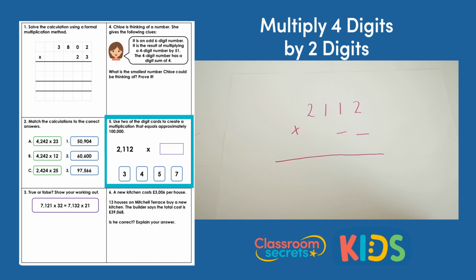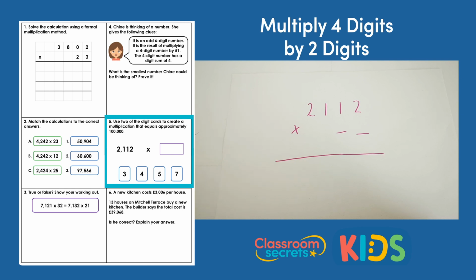Question 5 says, use 2 of the digit cards to create a multiplication that equals approximately 100,000. So we're multiplying 2,112 by a 2-digit number we have created using the digit cards 3, 4, 5 or 7. Now, looking at those numbers that we've got, I know that if I round 2,112 down to the nearest thousand, I'm going to get 2,000. And if I were to do 2,000 times 50, I would get 100,000. So I'm looking to create a 2-digit number around 50.